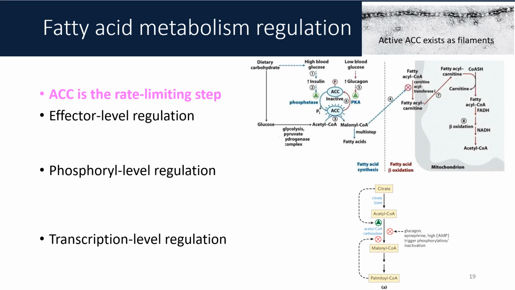Fatty acid synthesis and oxidation are both tightly regulated to ensure that bodily fuel is stored and released wisely. Of this whole process, ACC is the rate limiting step. This is the reaction that generates malonyl-CoA and is therefore right before the elongation cycle. When active, ACC is going to form these polymers large enough that can be observed under electron microscopy, which is pretty cool. And its activity is controlled at the effector level, phosphorylation level, and transcriptional level.